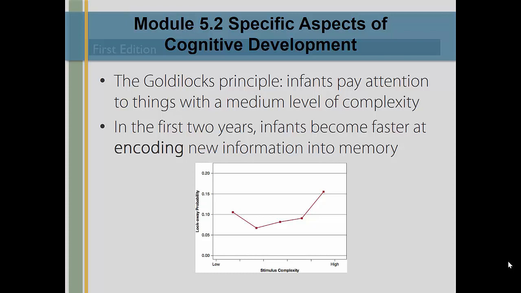This figure demonstrates the Goldilocks principle. Researchers showed infants stimuli of varying complexity and found that they were more likely to look away if the stimuli were low or high in complexity. They paid the most attention to stimuli in the moderate range of complexity.